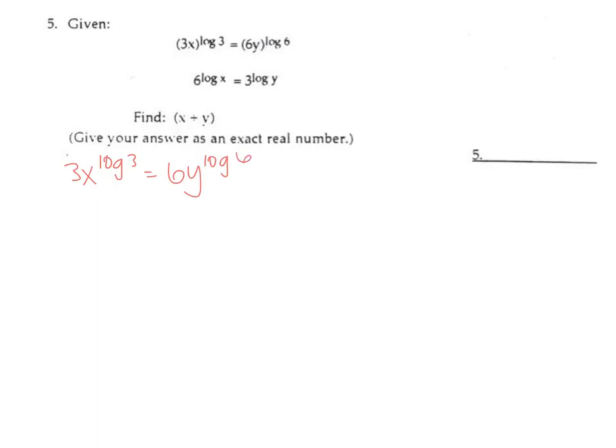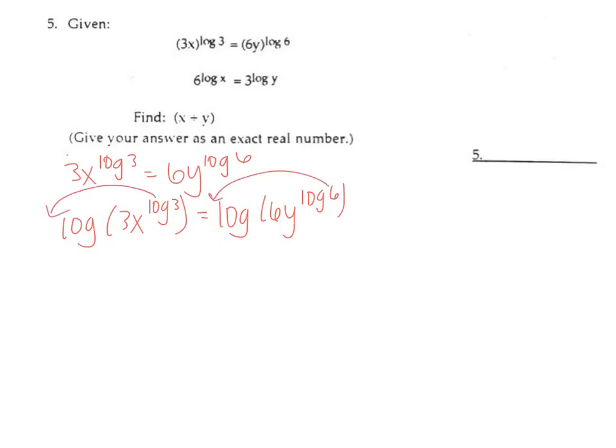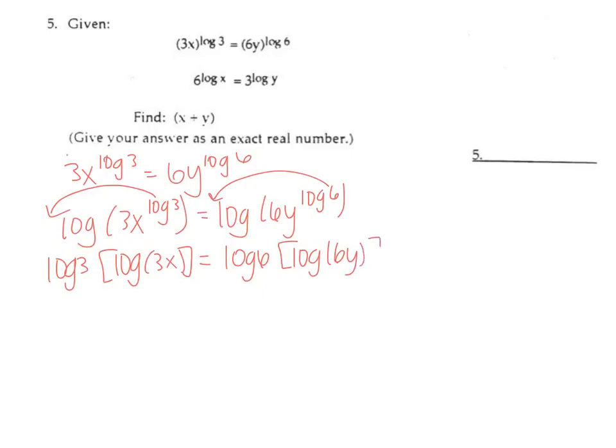So I'm going to put this in log form, or take the log of both sides. So I get the log of 3x to the log of 3 equals log of 6y to the log of 6. Now, in log form, I can always bring exponents out in front. So this becomes log of 3 times log of 3x equals log of 6 multiplied by the log of 6y.